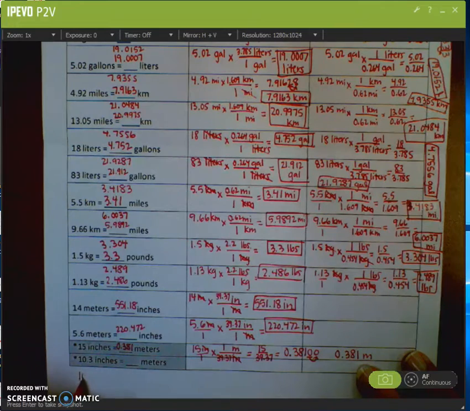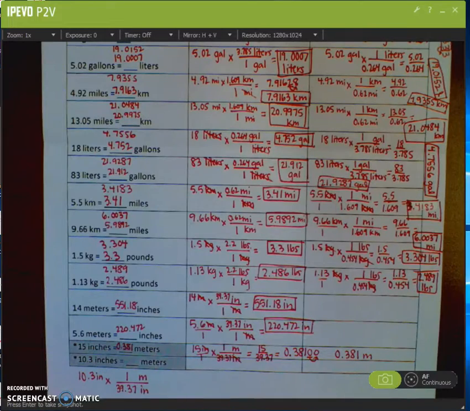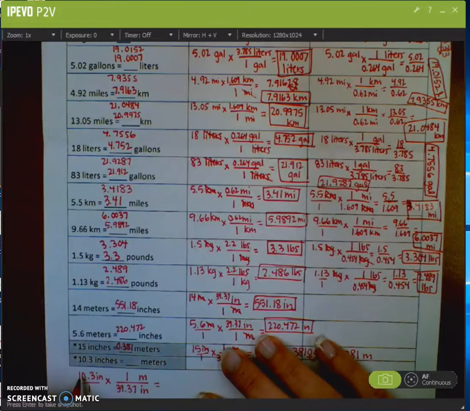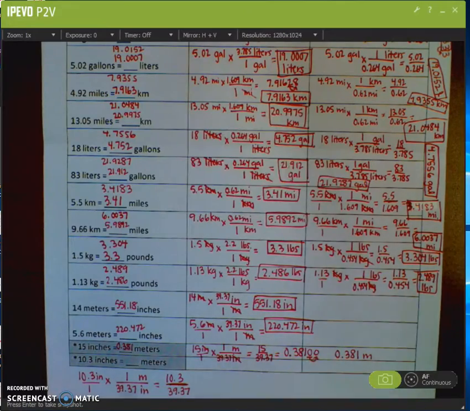So I'm going to write what they gave me, 10 and 3/10 inches. I'm going to multiply that by a conversion factor where inches is in my denominator and meters in my numerator. I'm thinking about how many inches are in a meter, and we know that to be 39 and 37/100. There is no conversion factor where 1 inch equals so many meters, so I don't have one to do. I'm going to have to multiply straight across. 10.3 times 1 is 10.3. 1 times 39 and 37/100 is 39 and 37/100. My fraction bar tells me to divide.